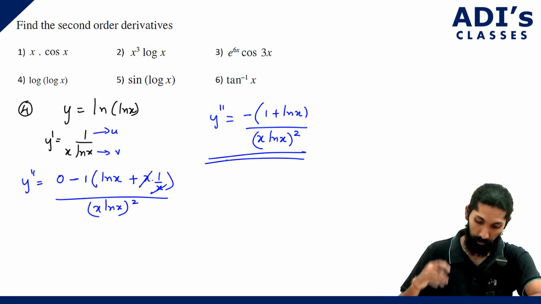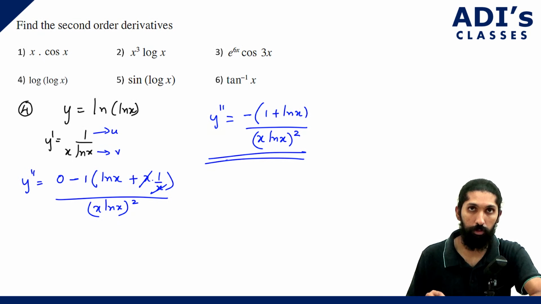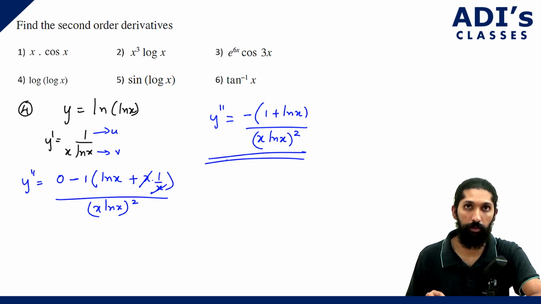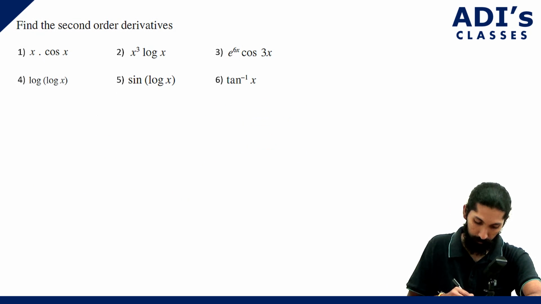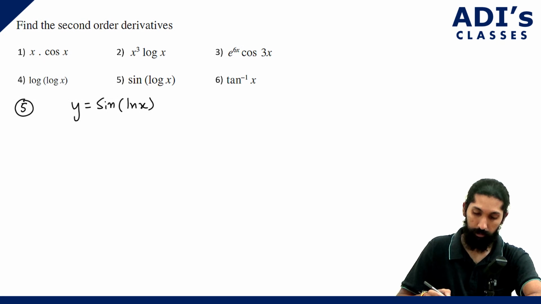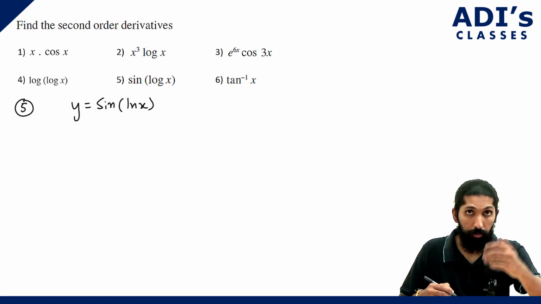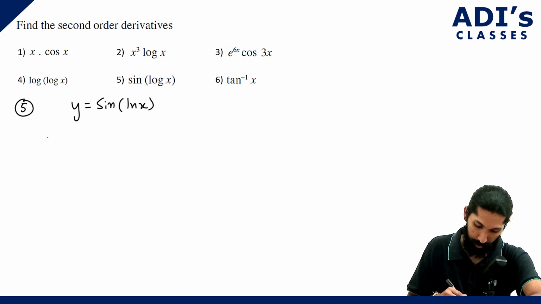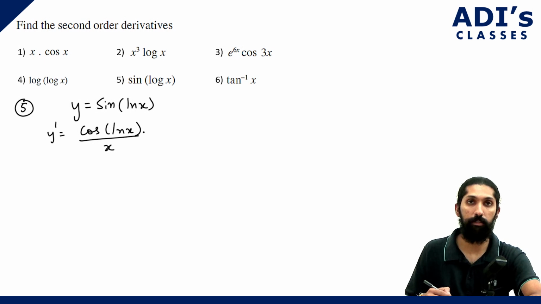Clear? Let's do the fifth and the sixth. So two more questions are there. We'll finish the fifth and sixth now. All right. See the fifth one, what we have, y is equal to sine of log x. All right. Chain rule. y dash becomes cos of log x into 1 by x. So we can write this as divided by x.